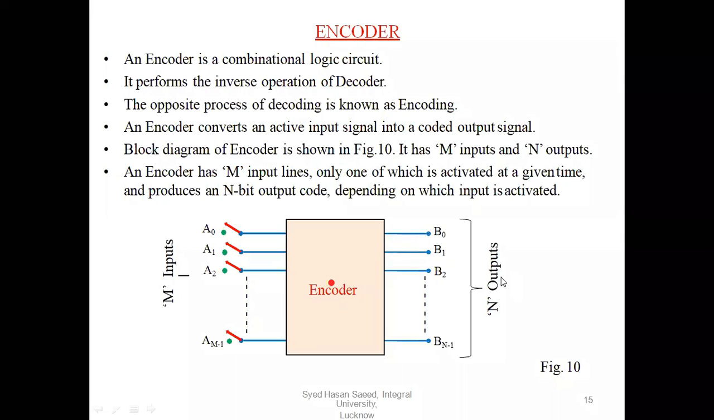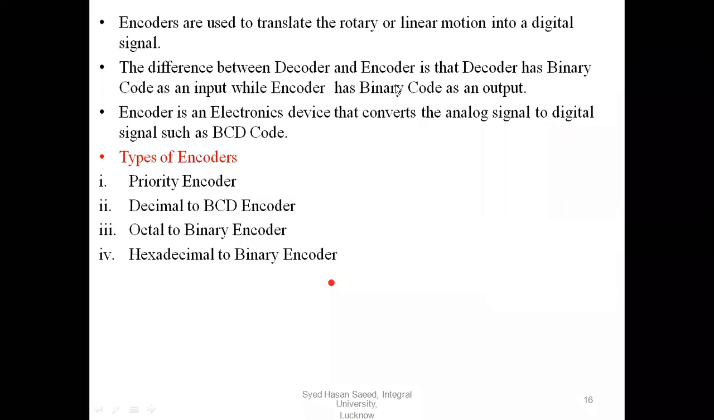So here in this encoder concept we will discuss parity encoder, decimal to BCD encoder, octal to binary encoder, hexadecimal to binary encoders. The main difference between decoder and encoder is that a decoder has a binary code as an input, while an encoder has a binary code as an output.